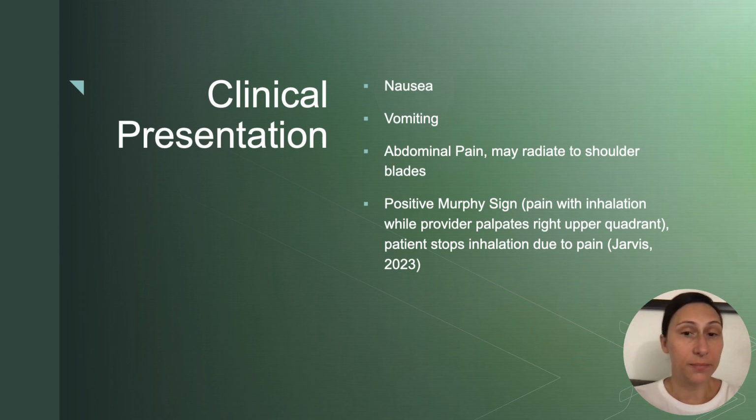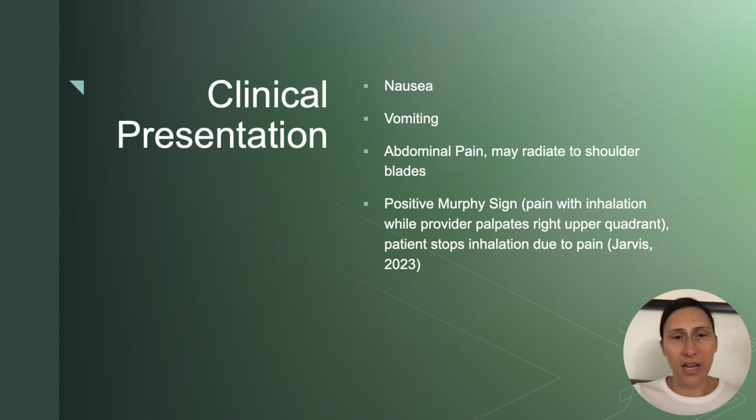Clinical presentation. When patients come to the hospital with cholecystitis, what we often see is nausea, vomiting, abdominal pain. This abdominal pain may or may not radiate to the shoulder blades. And a telltale sign is a positive Murphy sign.